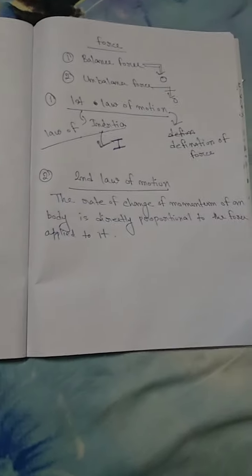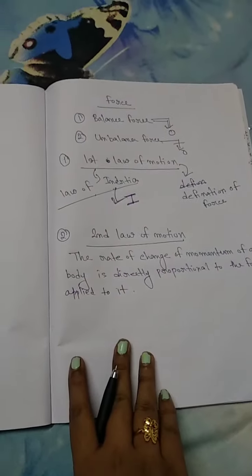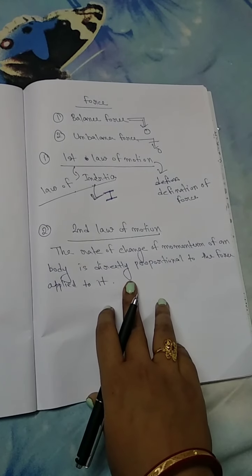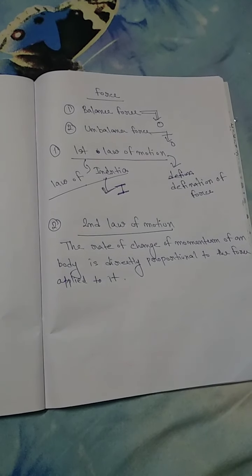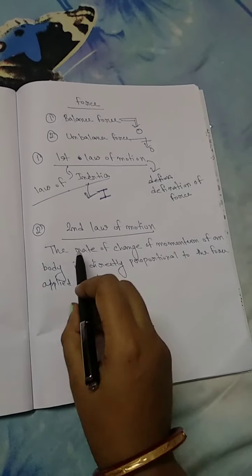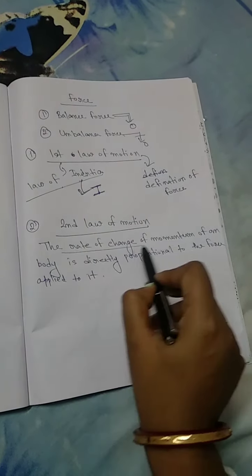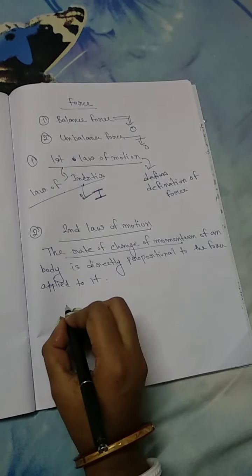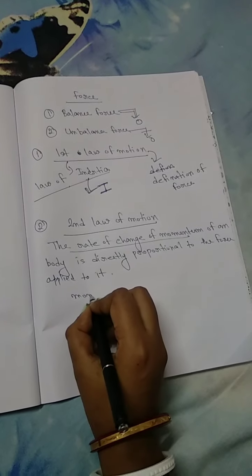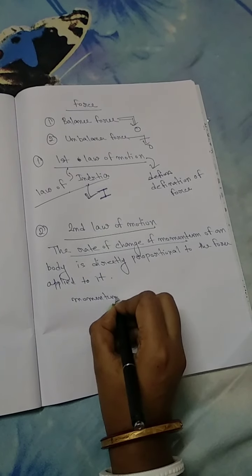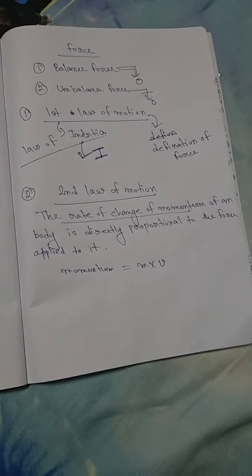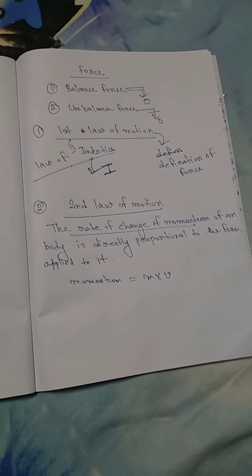I hope you all got the study materials already. Still, I am writing it here again. The rate of change of momentum of a body is directly proportional to the force applied to it. So what is the rate of change of momentum? Okay, before that, what is momentum? Momentum is equal to m into v. That means the product of mass and velocity is called momentum.